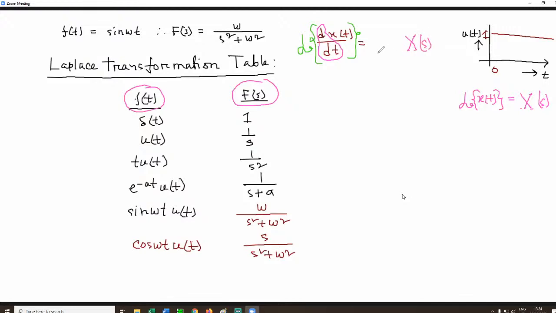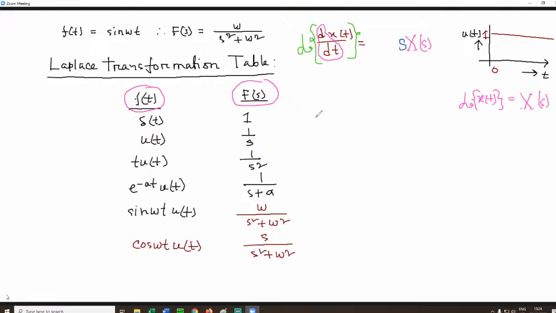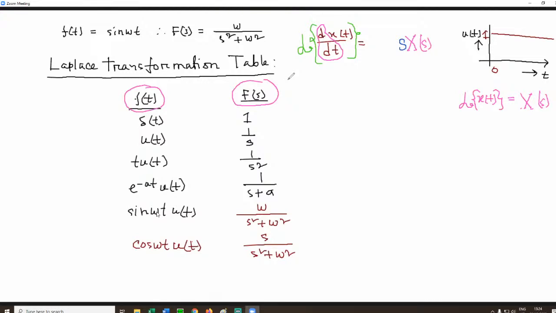And for d by dt, what do you get if you take the Laplace transformation of d by dt? It should be S. There is no integration here. It should be SXS. Okay, let me write down the rule. If you have multiplication by S in the Laplace domain, that corresponds to differentiation in the time domain.